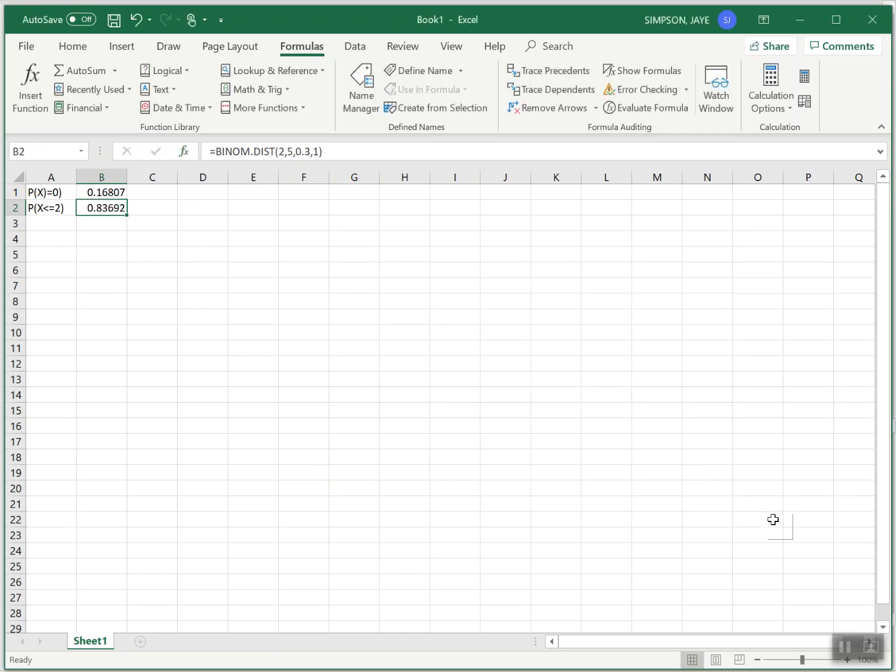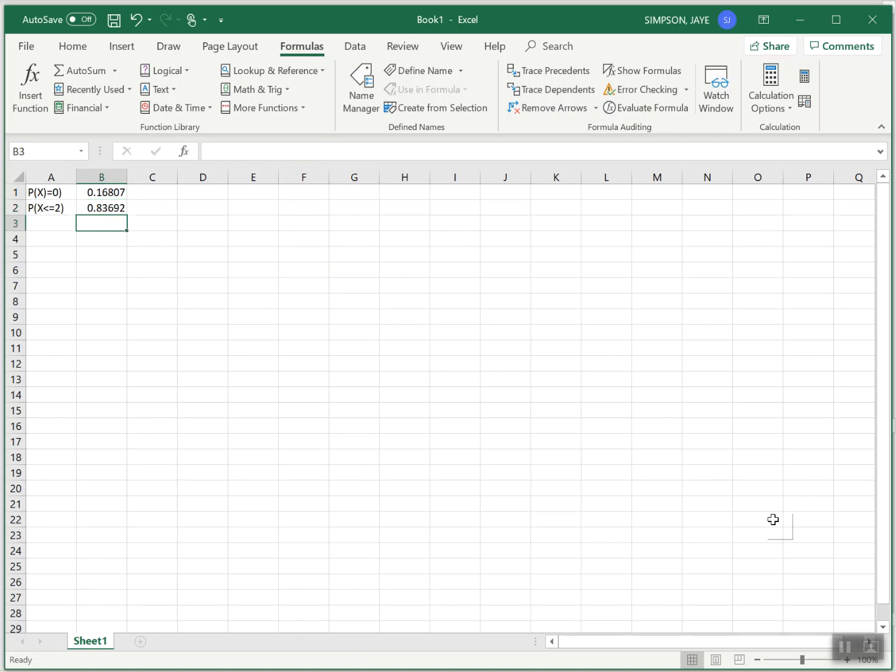All right, so this tells me that approximately 83.7% of people, we have an 83.7% probability that 2 or less people have a college degree. So there is an approximately 83.7% chance that 2 or less have a college degree.